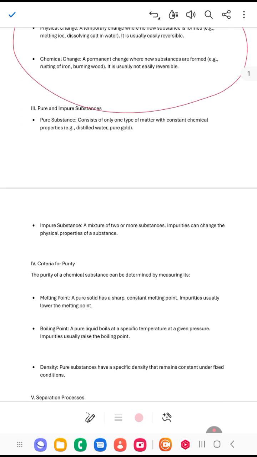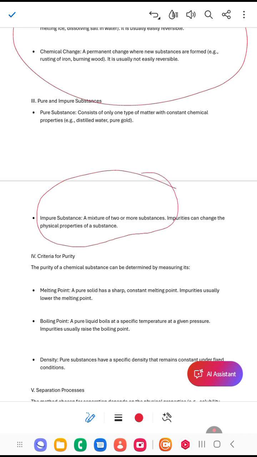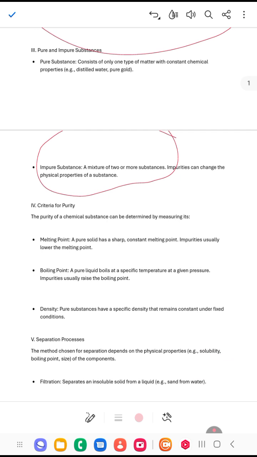Now let's move forward to pure and impure substances. What are pure substances? These are substances that contain only one type of matter. Examples are distilled water and pure gold. Impure substances are a mixture of two or more substances. And there's something you must know about impurity: impurity changes the chemical properties of a substance.